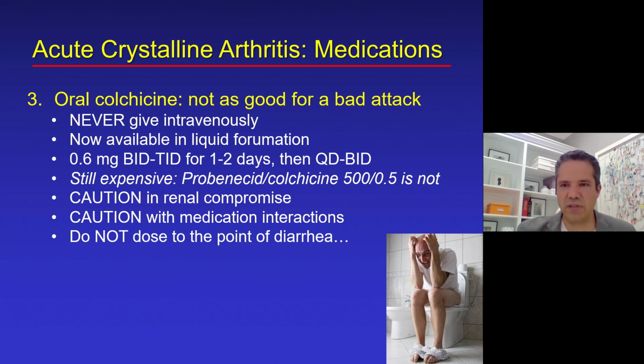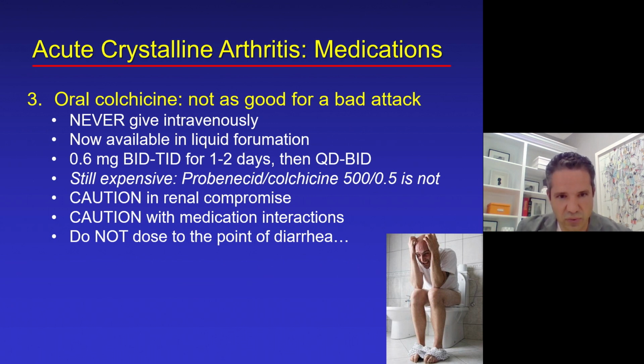But the problem is colchicine can be quite expensive these days for reasons that are well beyond the scope of this talk. You don't need a ton, and you certainly should not dose it to the point of diarrhea. You're going to have an unhappy patient if you do that. But I will recommend anywhere from 2 or 3 times a day for 1 to 2 days, then cut it down to once or twice a day. Now, a person has to have normal renal function, or you basically have these recommendations.